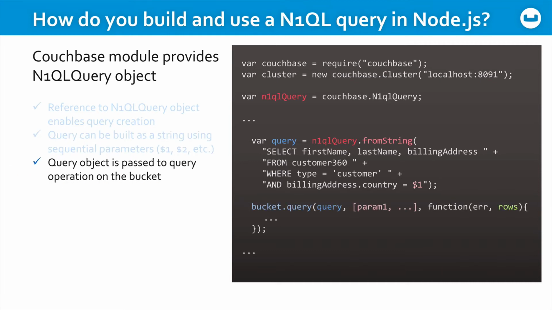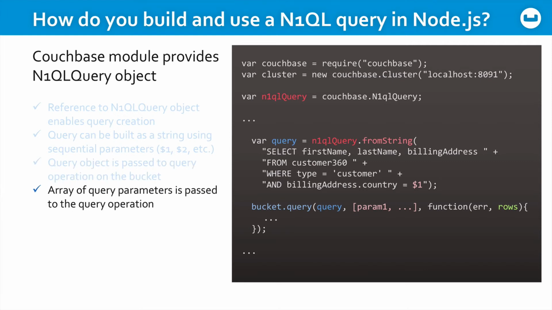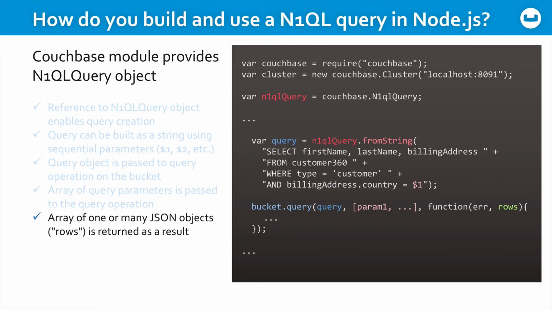So the query object is then passed to the query operation on the bucket itself. The second argument to the query operation is an array of parameters, numerically indexed parameters, that are then passed into the query itself. What you get back in the callback is an error. If there's an error, you might get your syntax wrong. It happens. And the second parameter is your rows. You're going to get back an array of 0 or more JSON documents from your bucket that respond to this query, just as you would get back rows if you executed a query against a traditional old-style relational database.